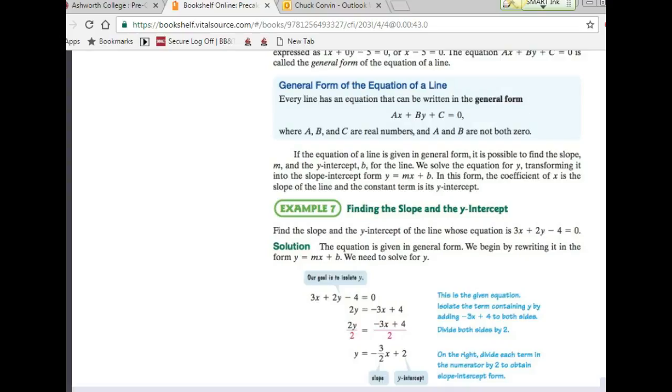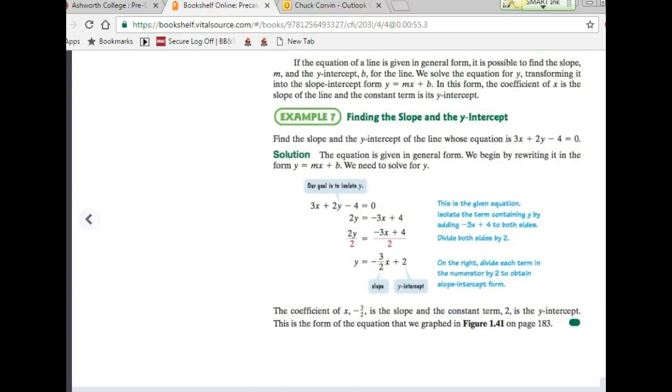Now, to be able to do something with those, we've got to find slope and y-intercept, because that's the two things that we need the most when we're graphing a particular shape. Now, when we do that, we're going to take something that is in general form, like this right here, 3x plus 2y minus 4 equals 0, and we're going to turn that into slope-intercept form, which is y equals mx plus b. Because once we do that, it's very easy to know what the slope is and what the y-intercept is.